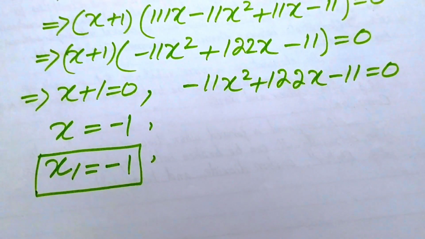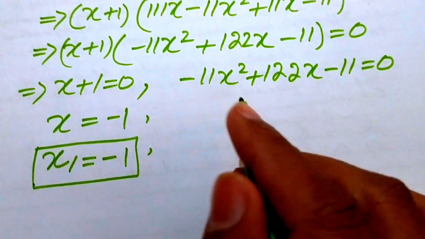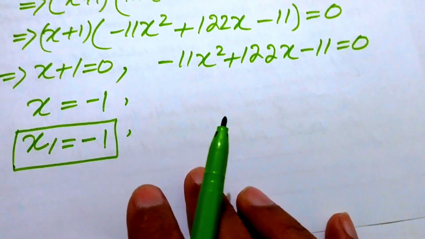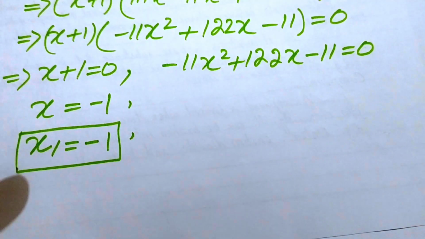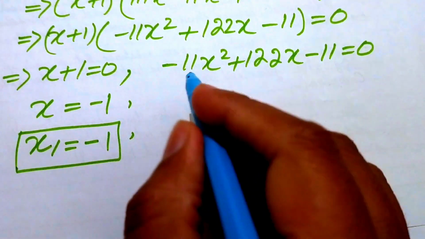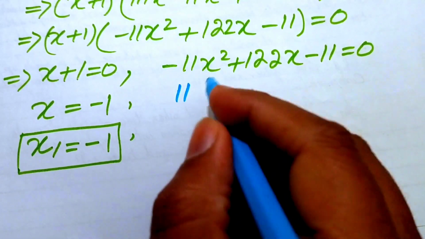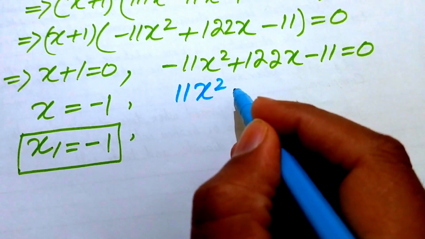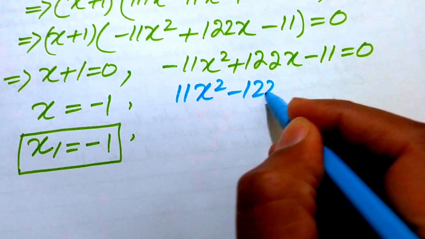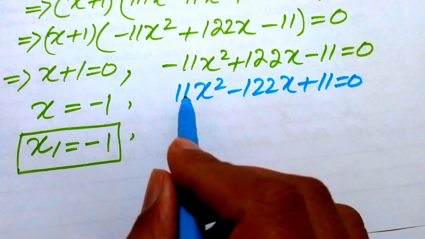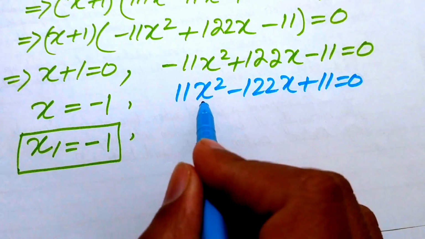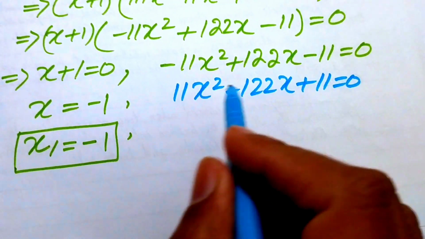So now in order to find the other roots, we need to solve this quadratic equation. First we multiply each expression by minus 1 and you get 11 times x square minus 122x plus 11 equals 0. Here we multiply both of the sides by minus 1. Then you get the output in this form.